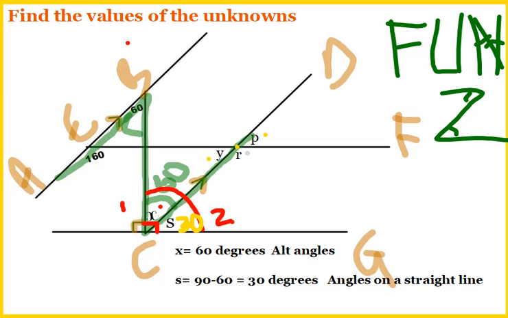Let's see how we can get Y. If we get Y, we can get R, because we know that angles on a straight line add up to 180. If we add Y and R, it should give us 180 degrees because they're angles on a straight line. So let's see how we can get either P or Y.